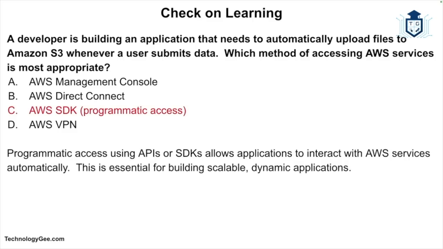And the correct answer is AWS SDK. So programmatic access using APIs or SDKs allows applications to interact with AWS services automatically. And this is essential for building scalable, dynamic applications.